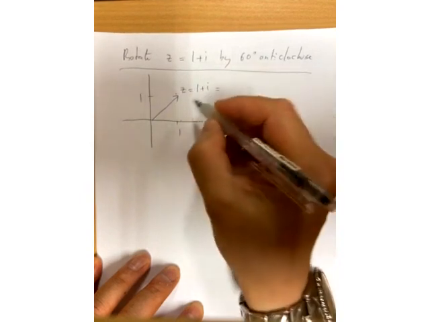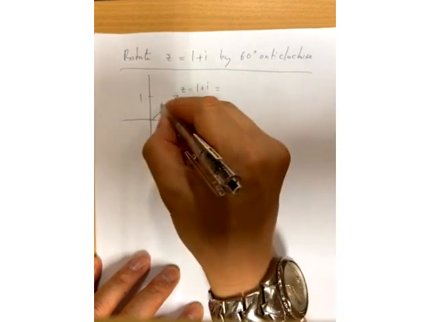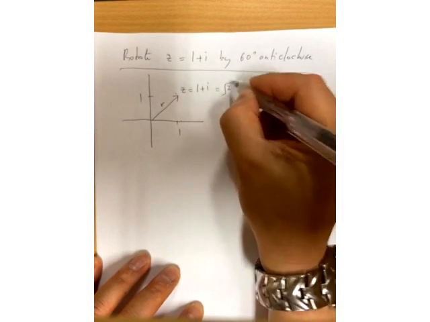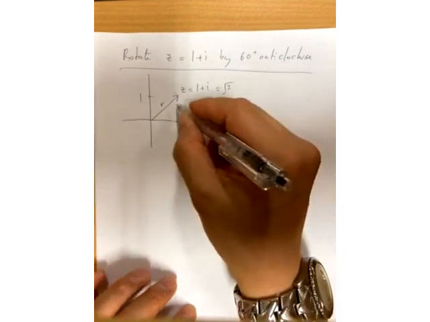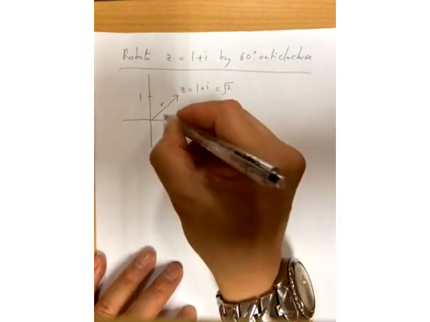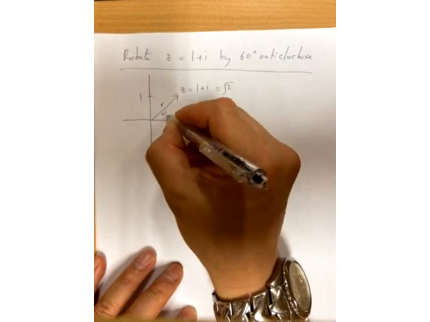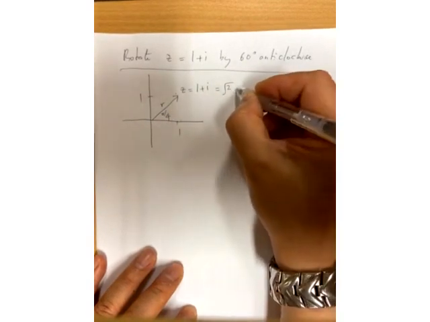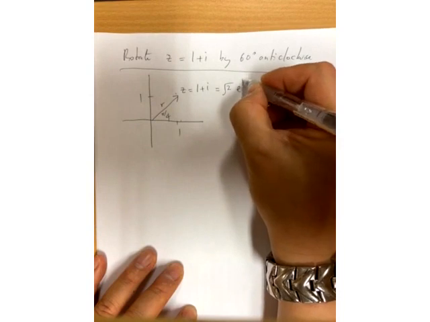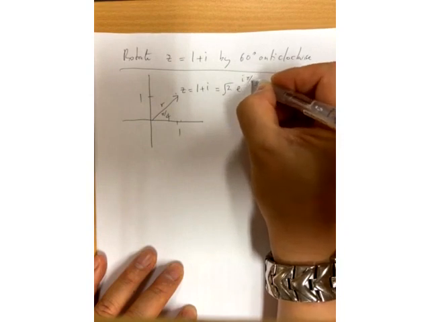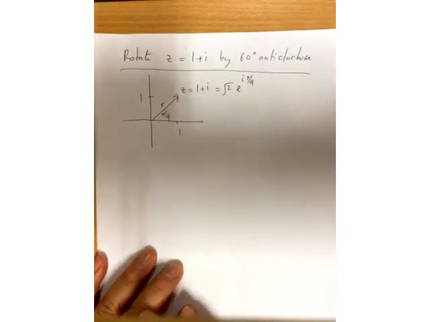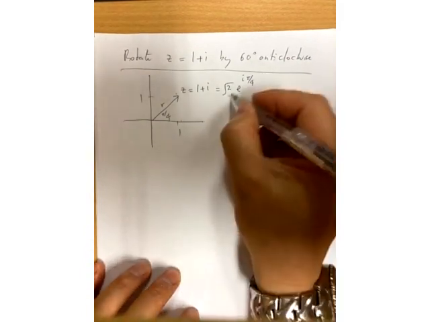Now, if you translate this into mod-arg form, the length of it is root 2, from 1 squared plus 1 squared, all square rooted. And it's 45 degrees, which is pi on 4. So that's basically, in exponential form, root 2 e to the power of i pi on 4.